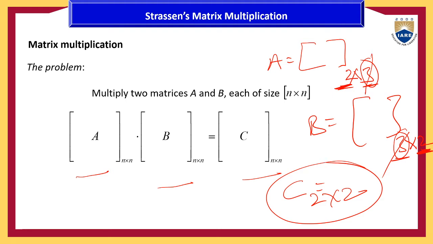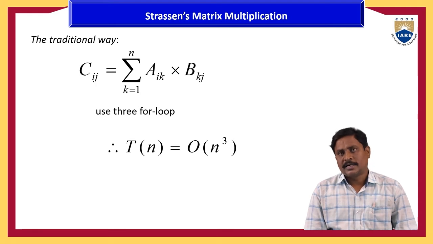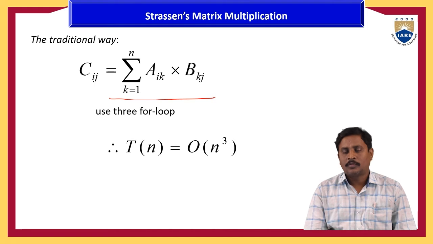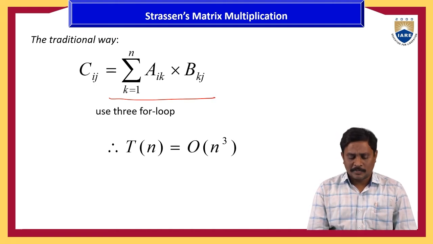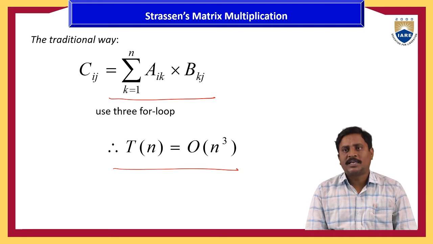So once again, listen. Whenever we multiply two matrices, the rule is that the number of columns in the first matrix is equal to the number of rows in the second matrix. The result matrix gets the number of rows from the first matrix and the number of columns from the second matrix. So here the traditional matrix formula is Cij equal to summation over k equal to 1 to n of aik into bkj. The traditional matrix multiplication formula is T of n equal to big O of n cube.